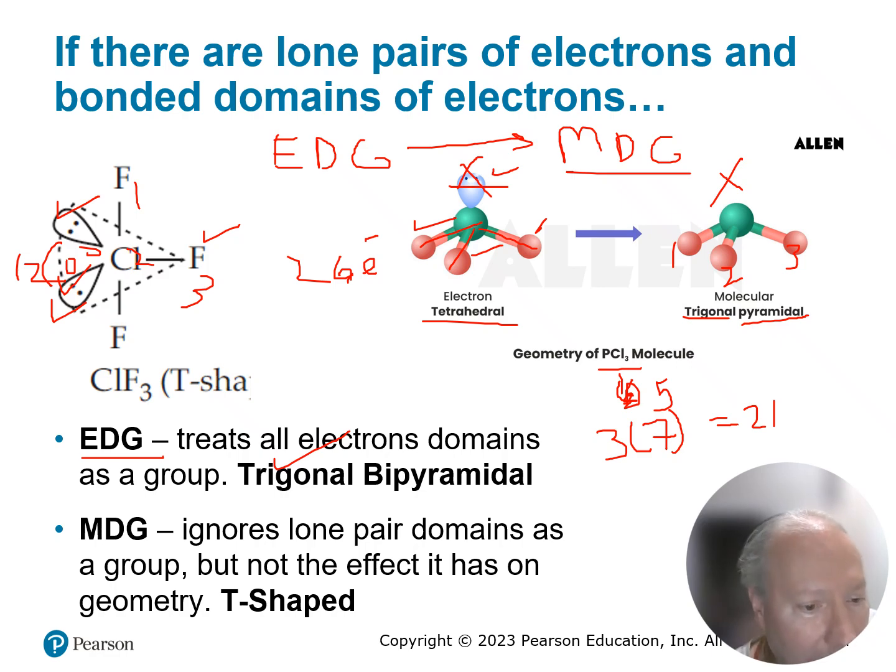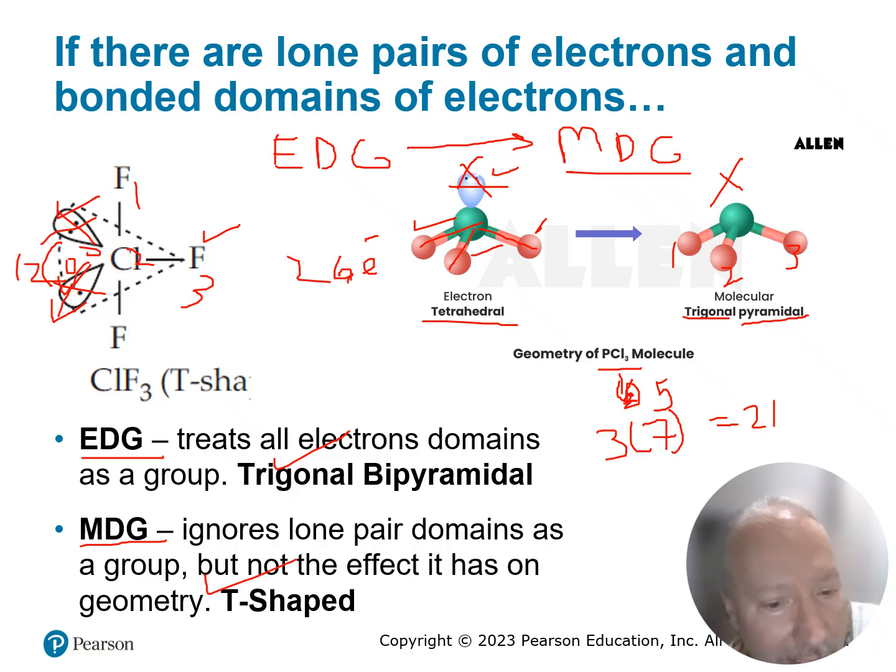And if we go to the molecular domain geometry, what do we have to do? We have to ignore the lone pair electrons. They're no longer a point group. We don't look at them as a group at all. We just look at fluorine, fluorine, fluorine, all attached to chlorine in the center. This is a very strange molecule, but it's kind of cool. And we get T-shaped. We get T-shaped, which is different.